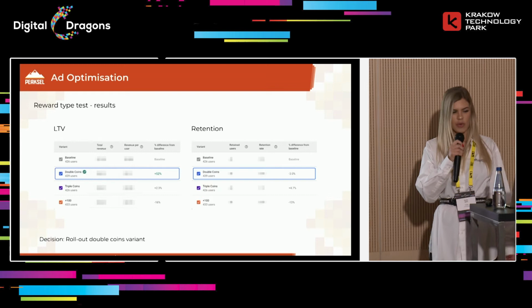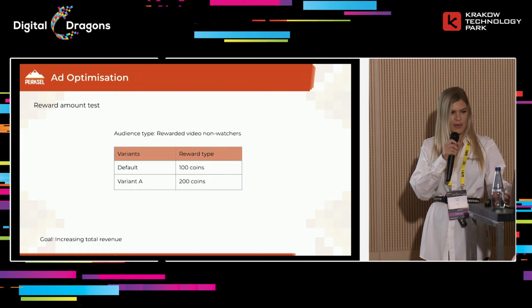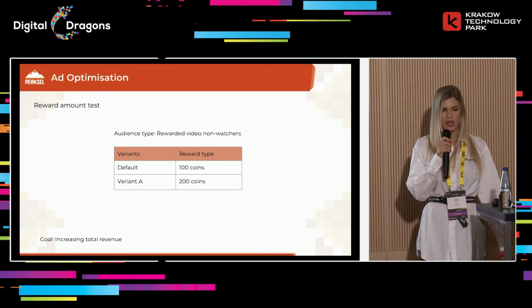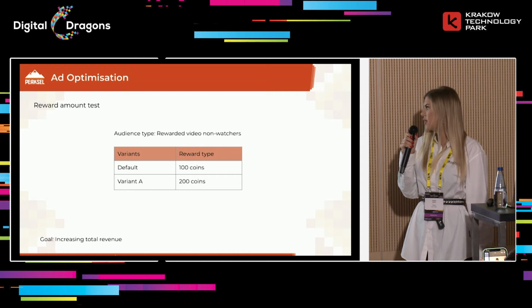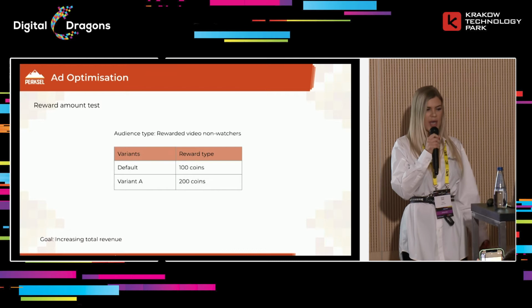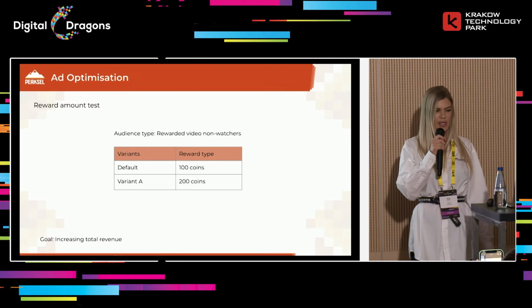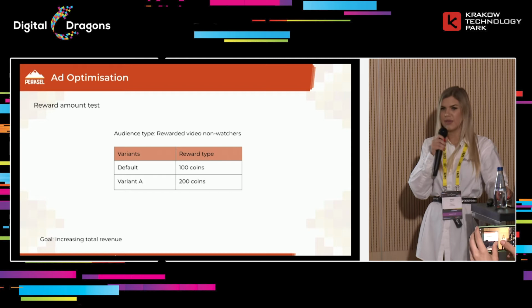Then again, I have one more example here, and it is important to say that this is for non-watchers, so the users who don't watch rewarded videos. We tested this by adding more coins for them. So we have here our 100 coins variant and 200 coins variant. Of course, again, the goal was to increase our LTV.